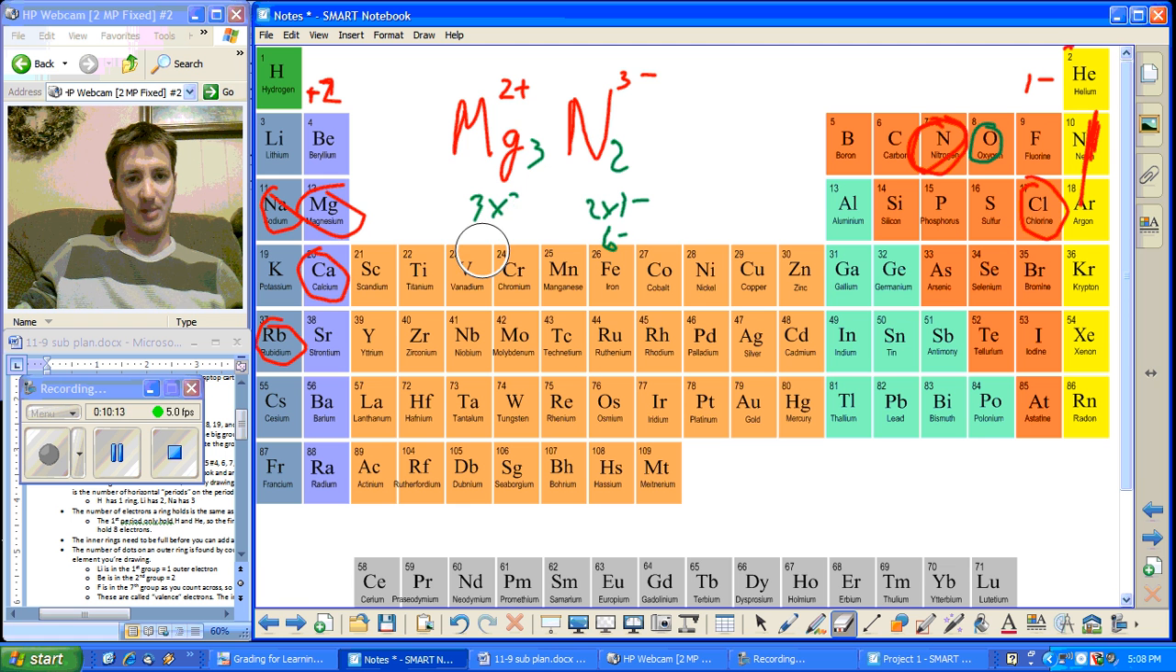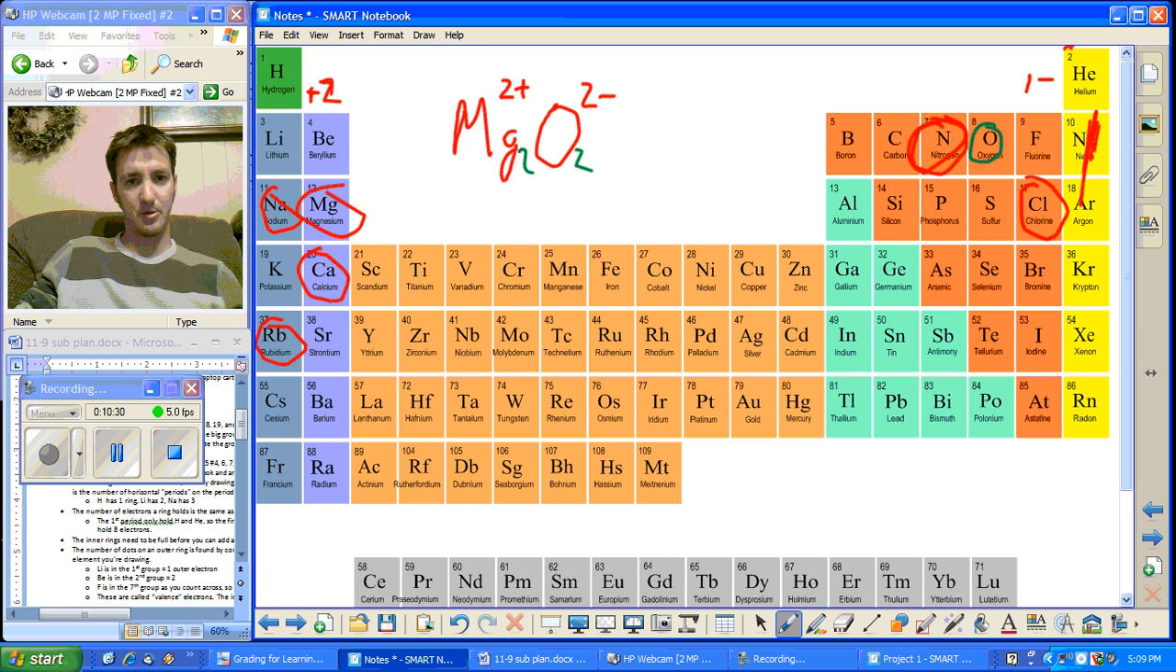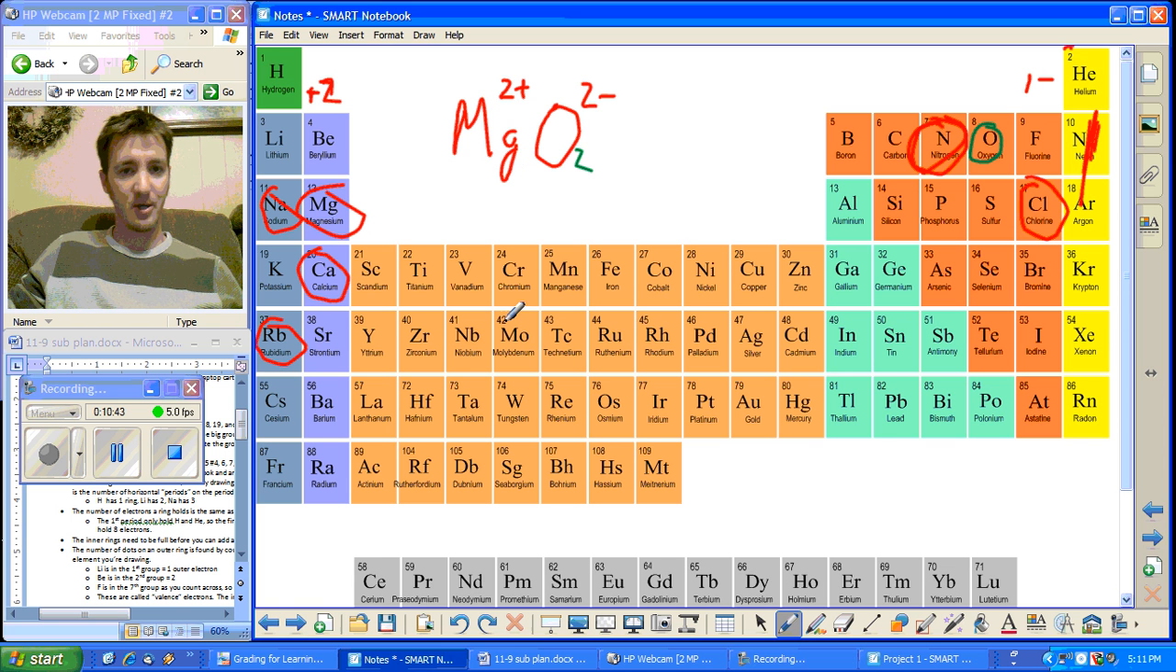So the exceptions would be something like magnesium and oxygen. So in order to get these to equal 0, I do not need to number cross and put a 2 here and a 2 here. So you don't need 2 of each one of these. They already cancel out. So anytime they already cancel out, don't do the number cross.